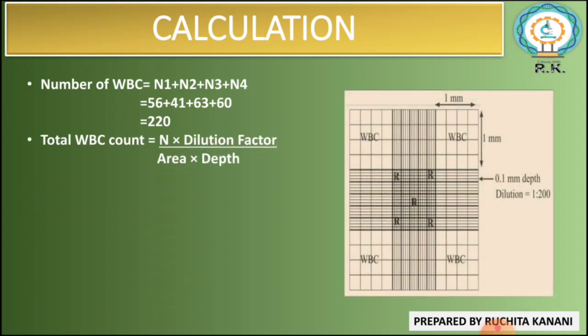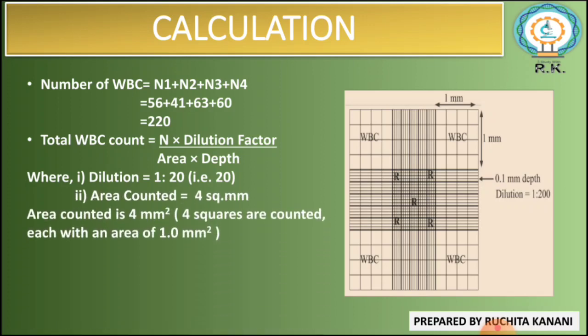Now the volume of fluid inside the chamber is the product of area and depth of the Neubauer's chamber. Now apply this equation: total WBC count is equal to n multiplied by dilution factor divided by area multiplied by depth, where dilution is equal to 1:20, that is 20.